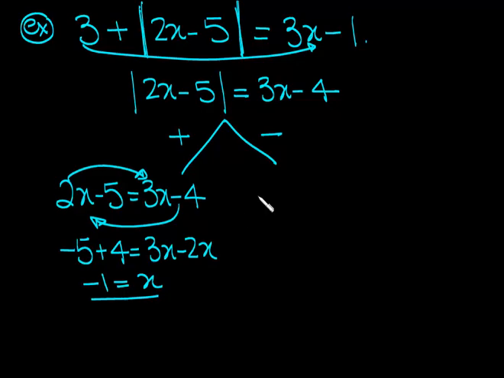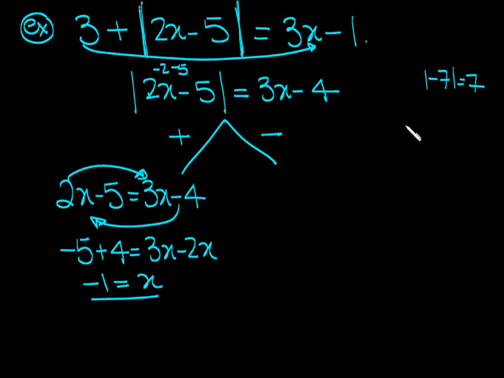Now before I go on, let's go ahead and check it, might as well since we are here. So x is minus 1. So 2 times minus 1 is negative 2, minus 5, so you get negative 7. So absolute value of negative 7 is 7. So this left hand side is 7. How about this side? 3 times minus 1 is negative 3. Negative 3 minus 4 is negative 7.